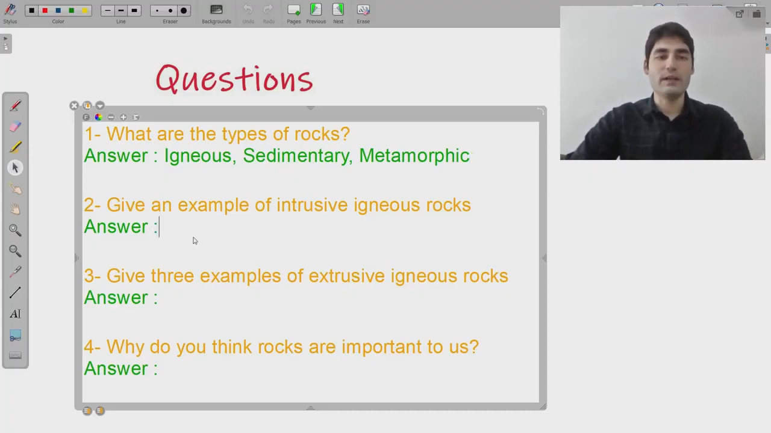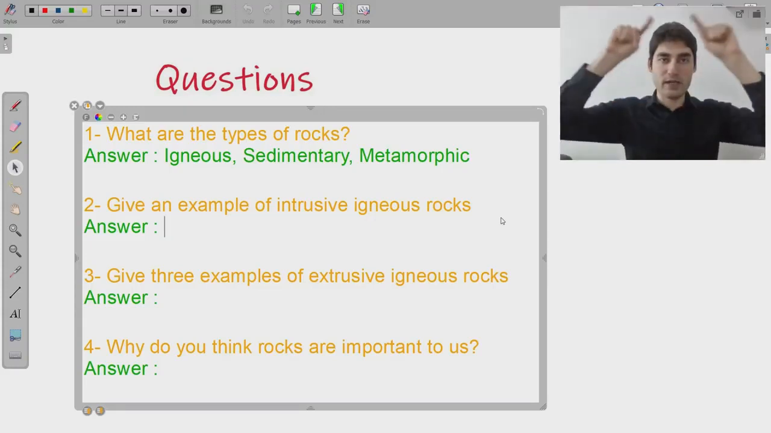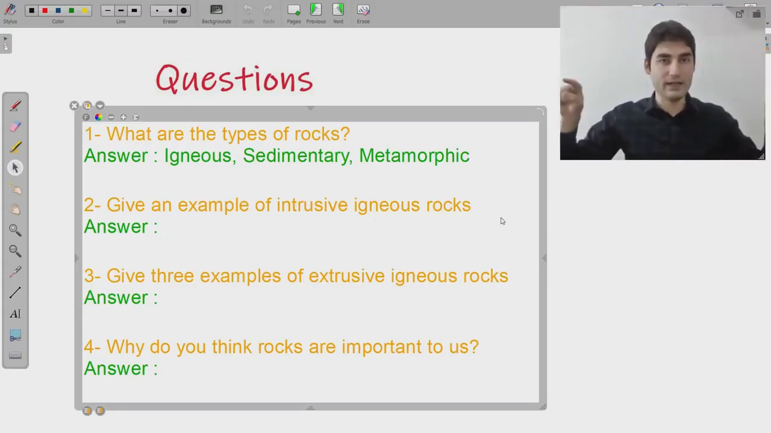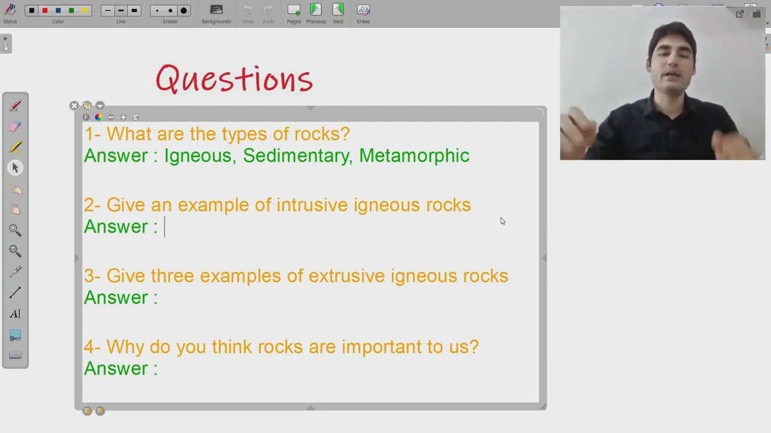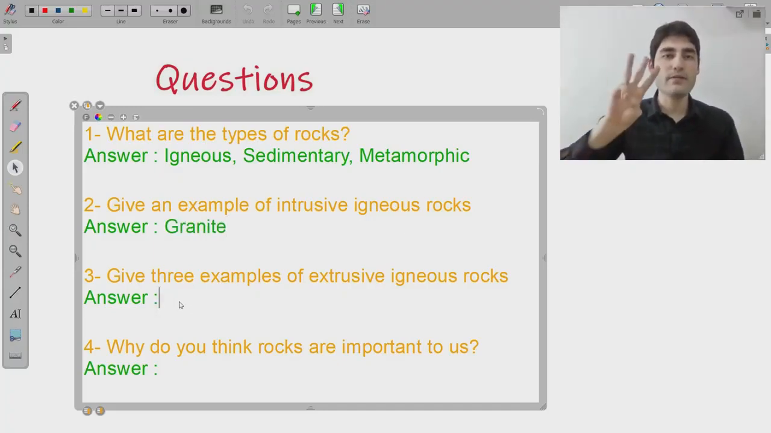And number two, give an example of intrusive igneous rocks. Do you remember this? The intrusive. Inside the volcano, the magma stays inside, right? And magma tries to go outside of the volcano as lava. If the magma cools down inside, which takes a long time, it becomes granite. This is an example.